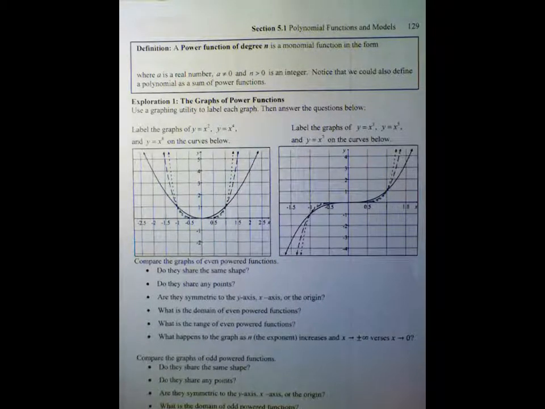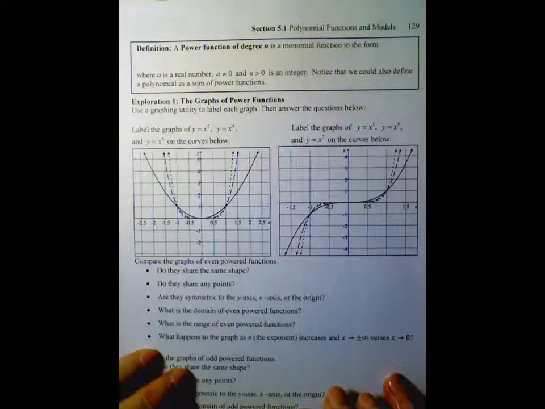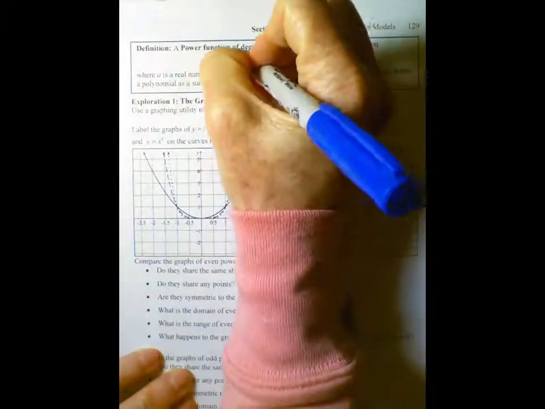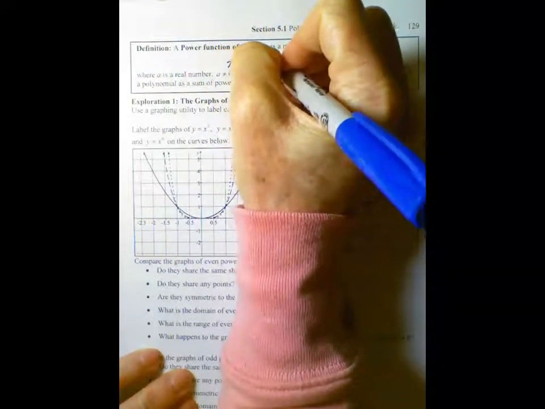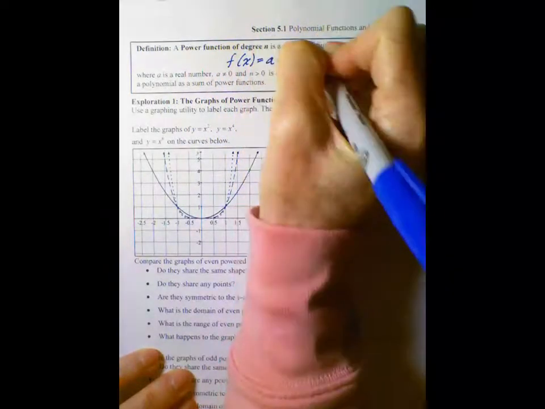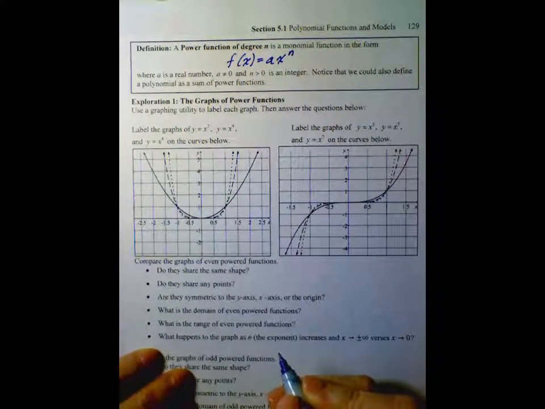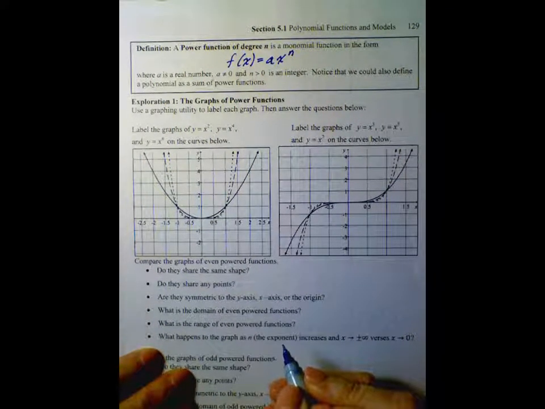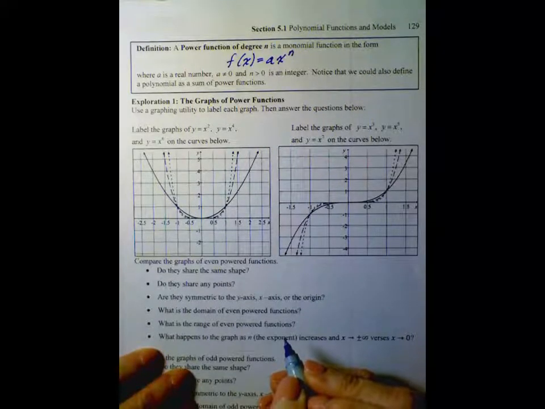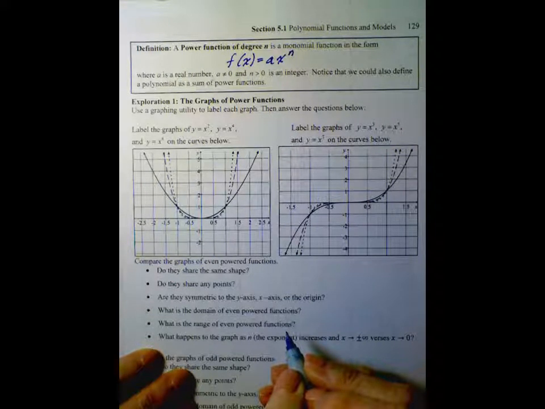This is section 5.1, part 2. Let's look at the definition of a power function of degree n. It's a monomial function in the form f of x equals a times x to the n. Monomial, one term, where a is a real number, but not 0, and n is greater than 0 and is an integer. So previously we saw n could be 0 and we had that horizontal line, but now we're not talking about horizontal lines, not for a power function. N has to be greater than 0 and be an integer, not a fraction.